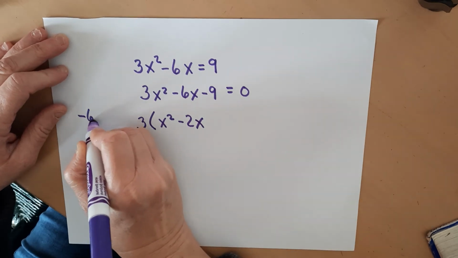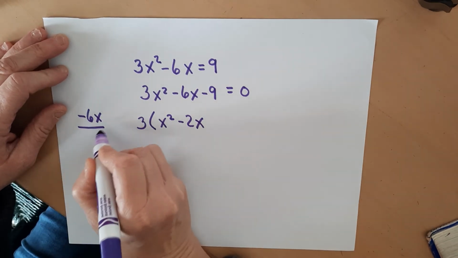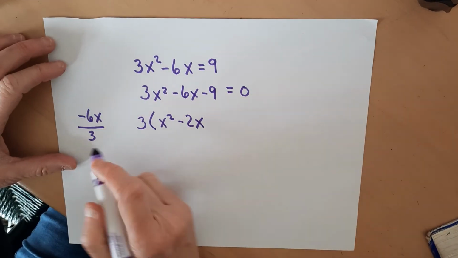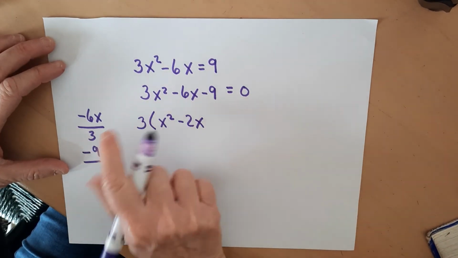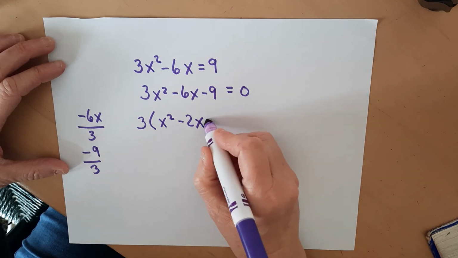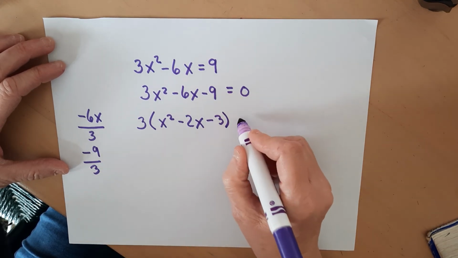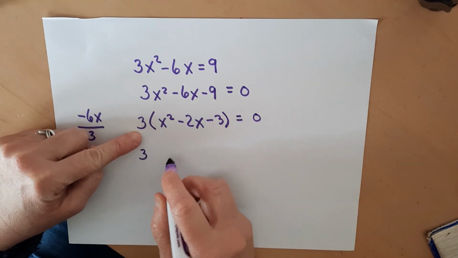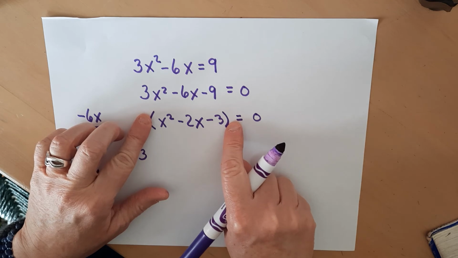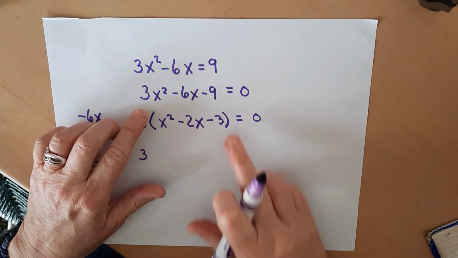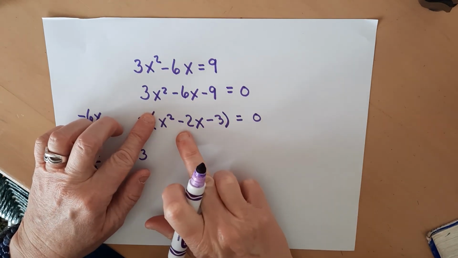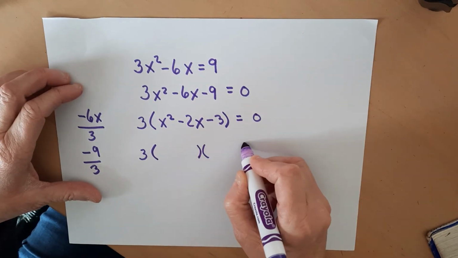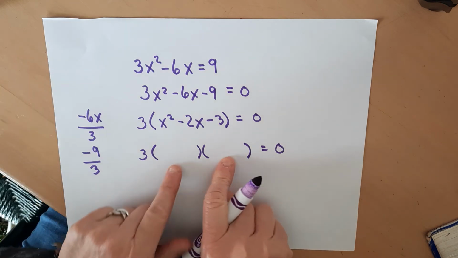Remember, we can visualize it like this. Negative 6x divided by 3. That gives us a negative 2x. Now we have negative 9, and we're going to divide that by 3, which gives us a negative 3. And that still is all set to 0. We keep our 3. We can't just get rid of it. But now we can do the factoring by parentheses with this part right here, x squared minus 2x minus 3. So next to the 3, because it's going to get multiplied by that, we put our parentheses.